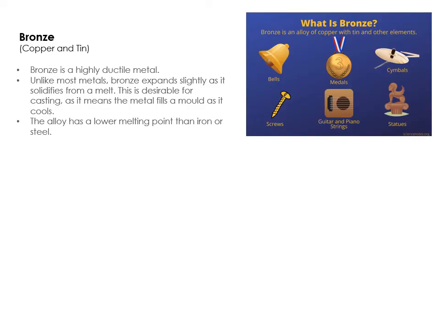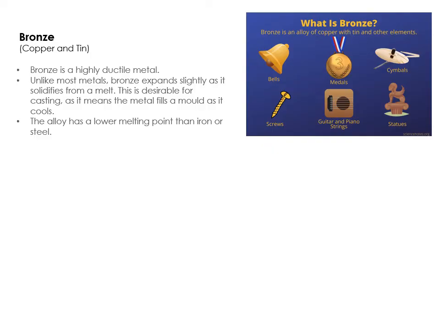So bronze is a mixture of copper and tin. Bronze is a highly ductile metal. What's really interesting is that it expands slightly as it solidifies. So if you melt it and pour it into a mold, as it cools and solidifies, it actually gets slightly bigger. What's good about that, and what makes it really useful for things like statues, is it's going to fill the mold completely as it cools, and it has a lower melting point than iron or steel, making it suitable for things like statues and medals, things that need to be cast.